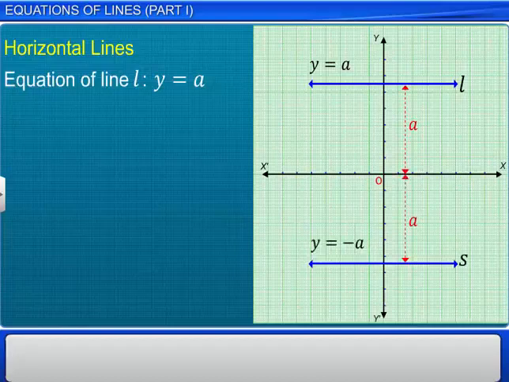Consider another horizontal line S that intersects the negative side of the y-axis at a distance a from the x-axis. The y-coordinate of every point on line S at any position is -a. Thus, the equation of line S is y = -a.